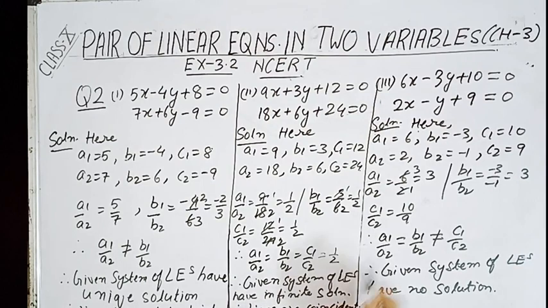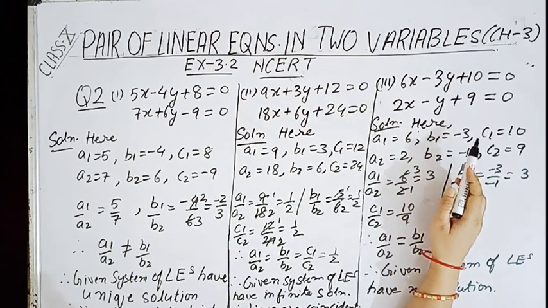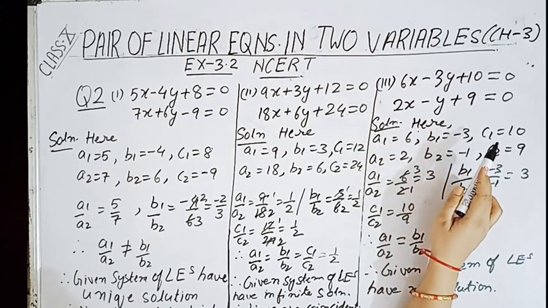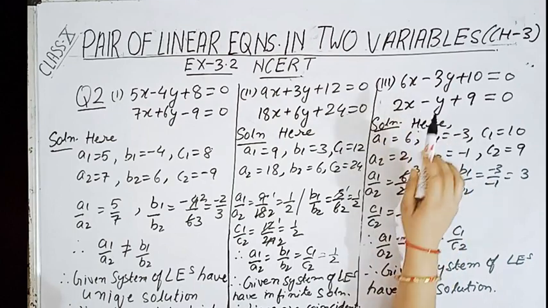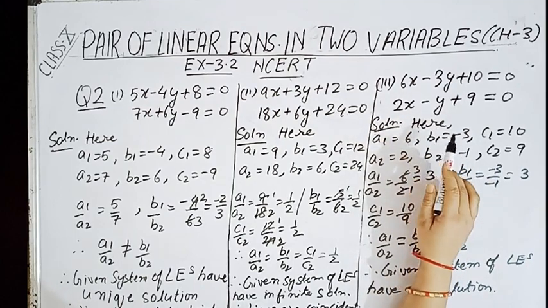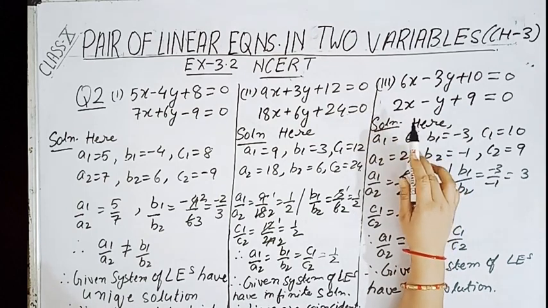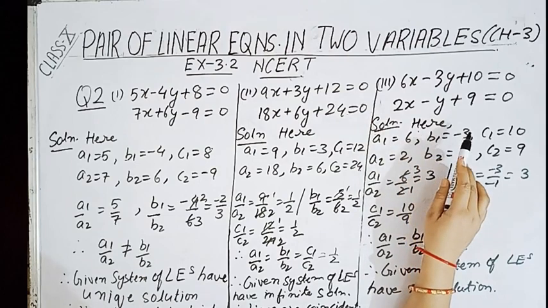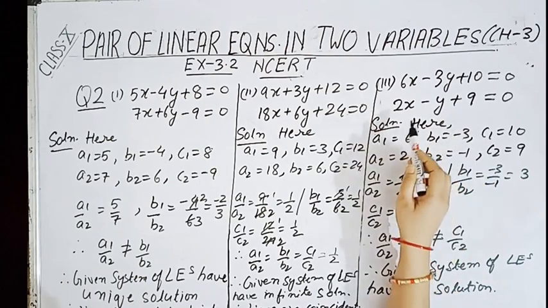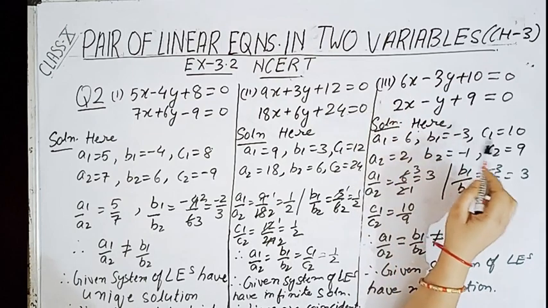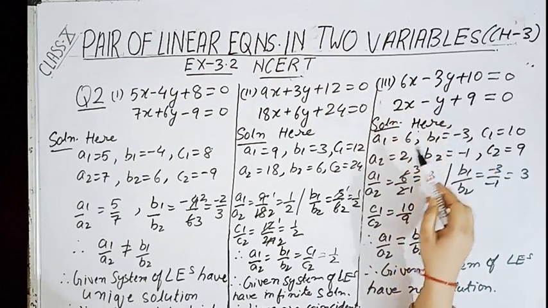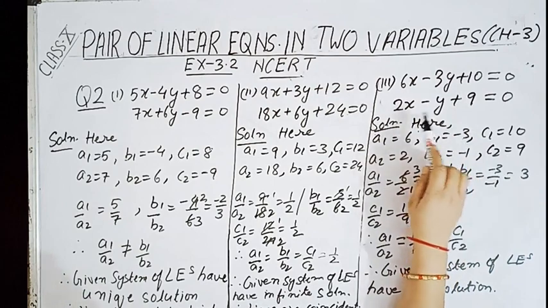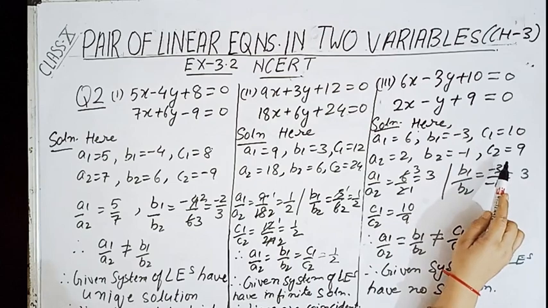Subpart number 3 is 6x minus 3y plus 10 equals to 0 and 2x minus y plus 9 equals to 0. Again, writing the values of a1, b1, c1 as 6, minus 3 and 10, and a2, b2 and c2 as 2, minus 1, 9.